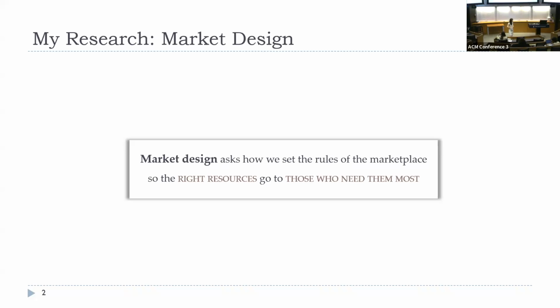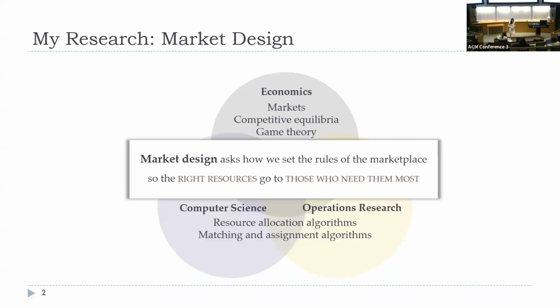Since we're thinking about this in the context of markets, it's very natural to bring in techniques from economics, like competitive equilibria, game theory, and incentives. And since we're thinking about allocation, it's also natural to bring in tools from computer science and operations research. I think about resource allocation, and I do a lot of matching as one particular kind of market.